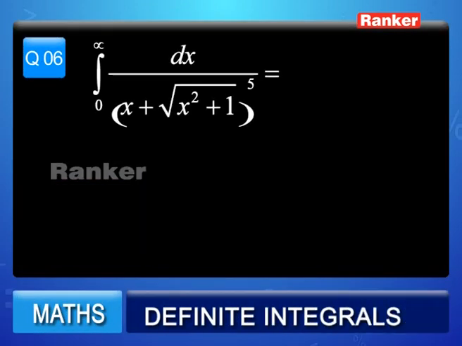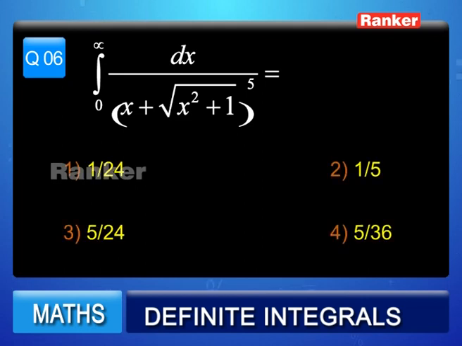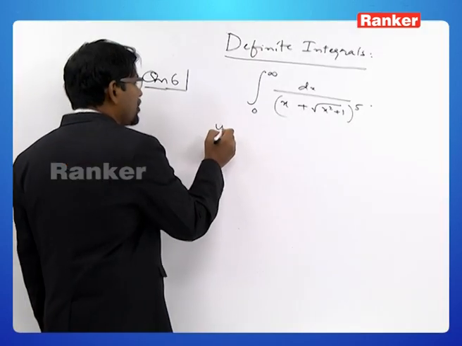Let's move to question number 6. Integral 0 to infinity dx by x plus root over x square plus 1 raised to the power 5. In fact, again we can use a formula here.